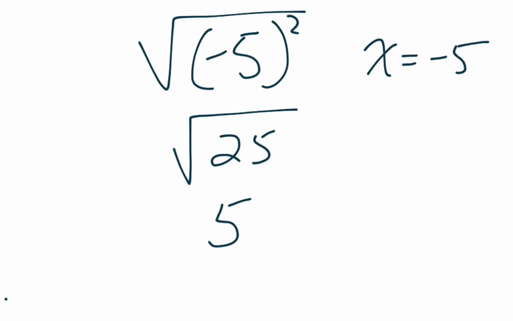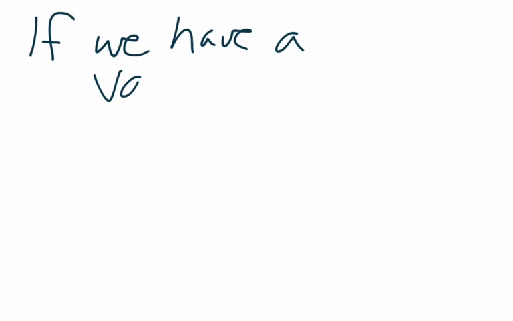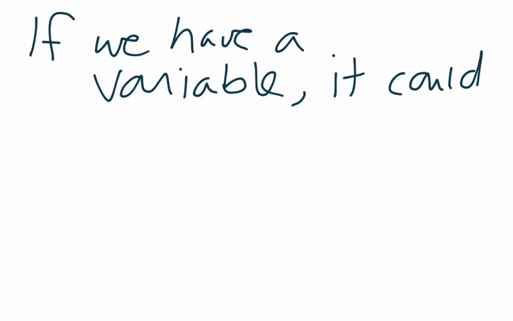So here's the problem that we have. If we have a variable, okay, and we don't know if the variable is positive or negative, it could be positive or negative.